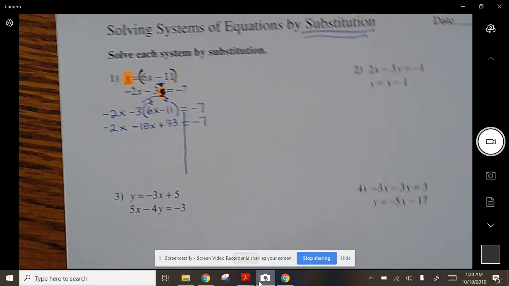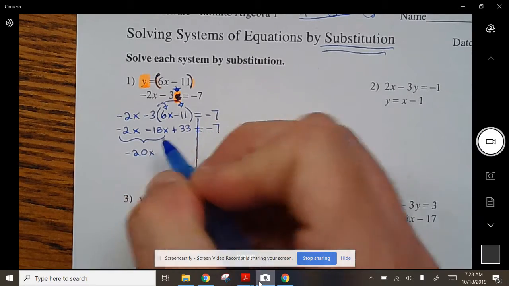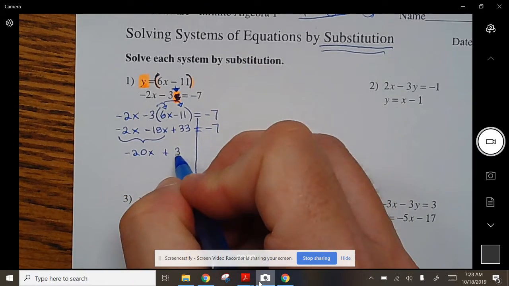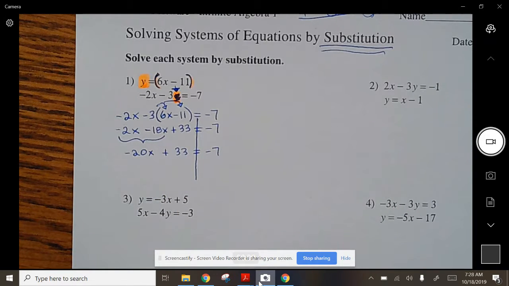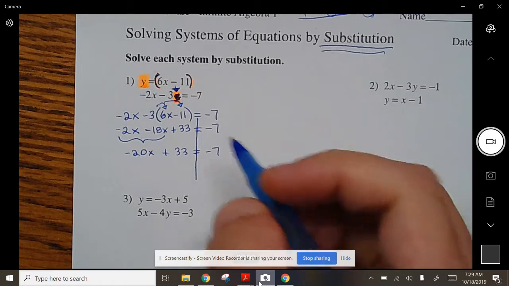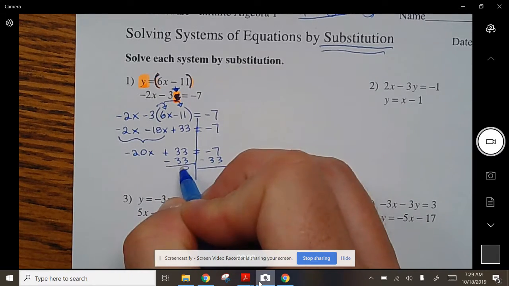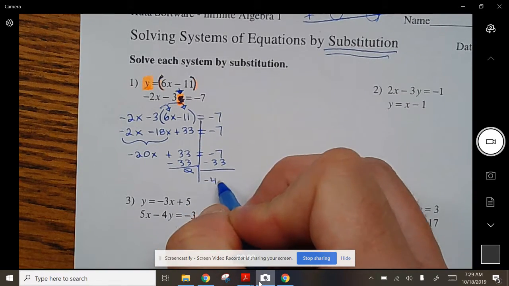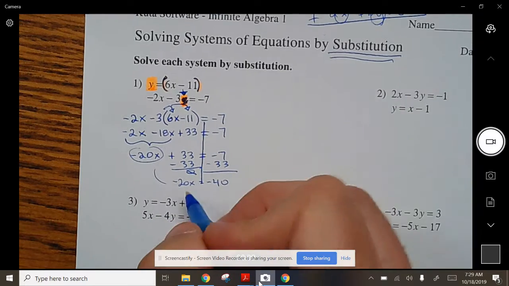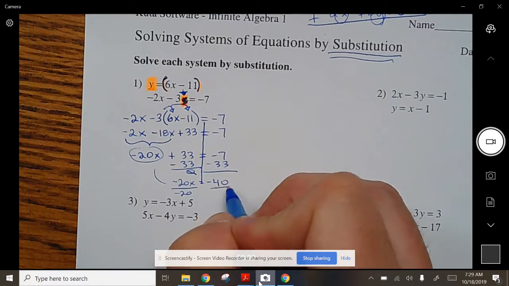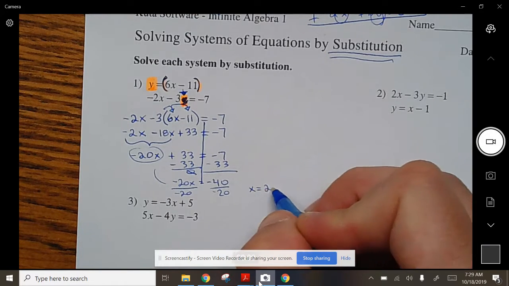Now we know our steps. We're going to go ahead and combine like terms. Negative 20x plus 33 equals negative 7. Now we're going to move all of our constants to the right. Our constants need to get out of here. So I'm going to go ahead and cancel that. I get negative 40. And this goes down here. We know our equation skills. Divide by negative 20. Negative divided by negative, I'm going to get x equals 2.